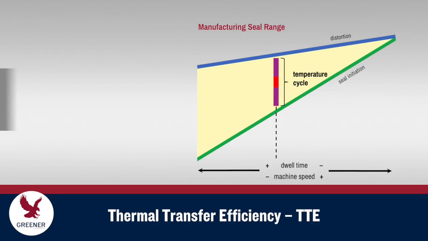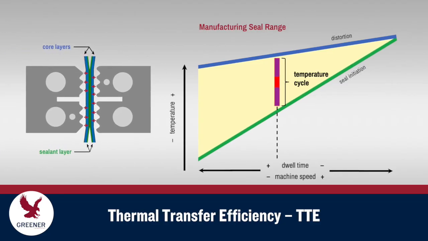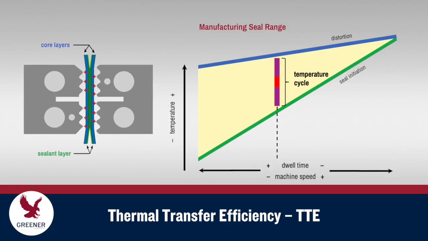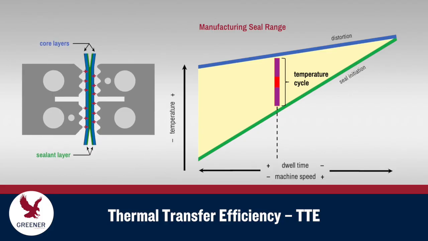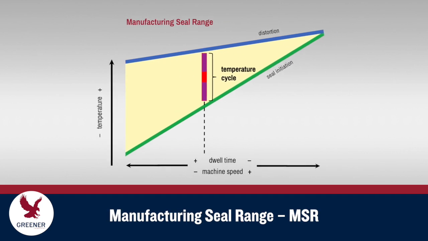The goal is to optimize thermal transfer efficiency, to activate the sealant layer and move it into channels and voids to seal off leaks as quickly as possible without overheating and distorting the outer core layers. Manufacturing seal range determines the minimum dwell time and the maximum machine speed that will maintain proper seal integrity.